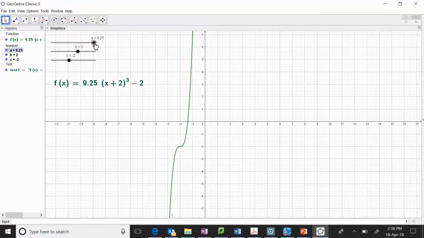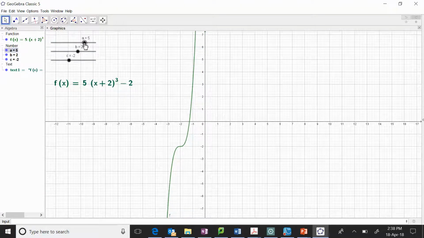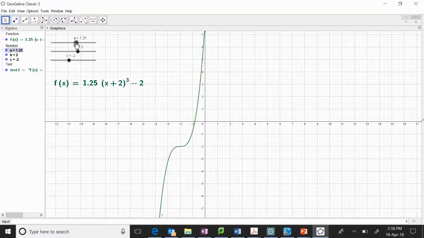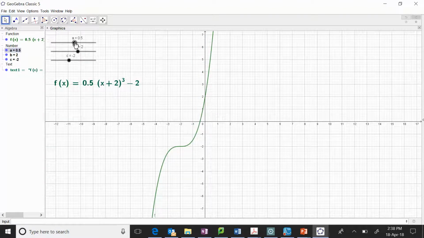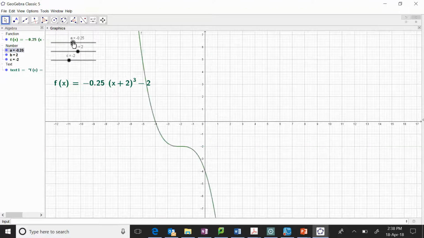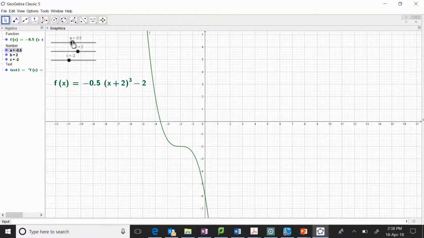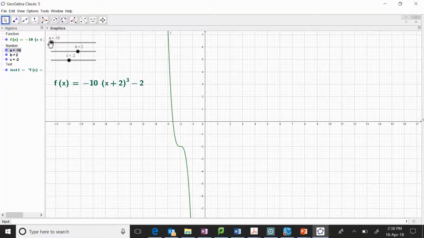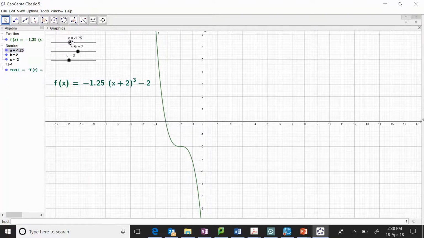The larger the number, gets thinner. The smaller the number, wider. But as soon as you hit a negative, it turns around. Watch. See, that's getting wider, but once I get to the negative, it just flips around. But the larger the negative, the thinner it is. See, the larger the value, it gets thin. Smaller the value, it gets wider.